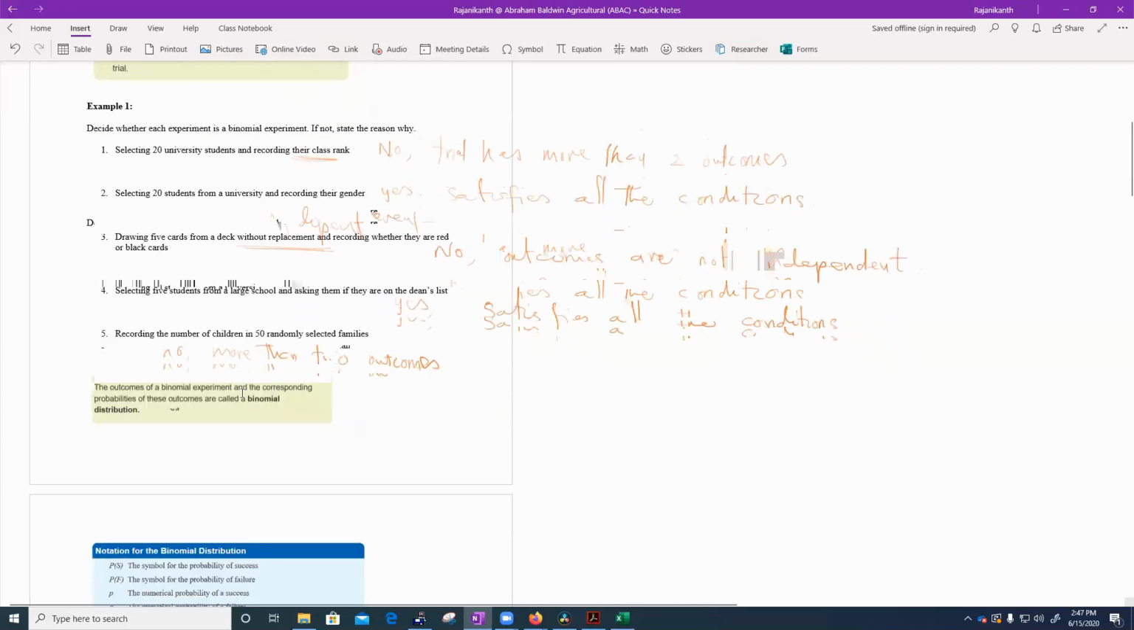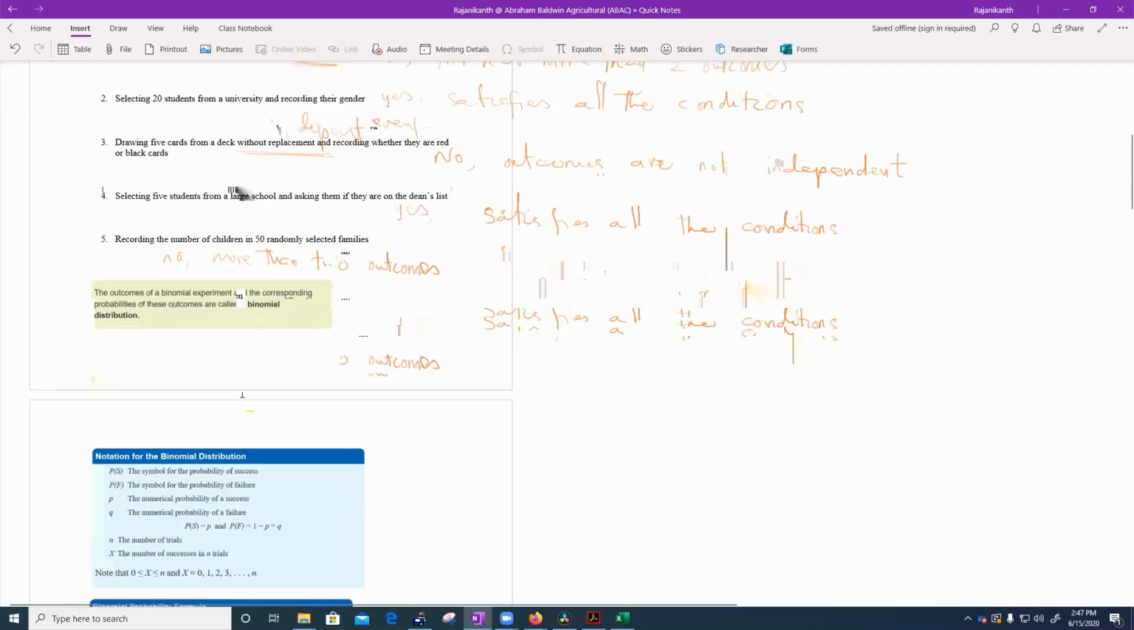Okay. So let's move to the next, the definition here. The outcomes of a binomial experiment and the corresponding probabilities of these outcomes are called the binomial distribution. So when you perform a trial and you are checking the outcomes, these kinds of experiments, with the corresponding probabilities, you are looking for the probabilities. These kinds of probabilities are called the binomial distribution. Yes, you are looking for the probability distribution for a binomial experiment. Therefore, this is called the binomial distribution.